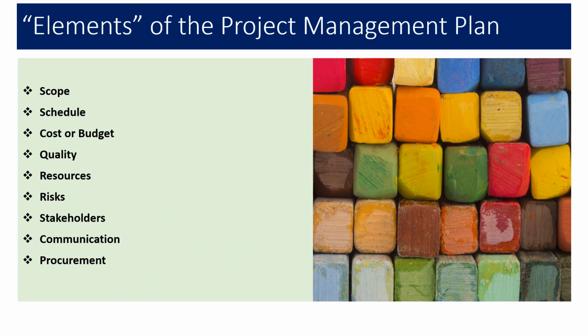Now, on an element basis, we can categorize the elements of the project management plan using these elements: the first is the scope, second the schedule, third the cost or budget, then the quality, the resources or the team, risks or dependencies, stakeholders, the communication, and the procurement, any third party or vendor request that we have for our project.